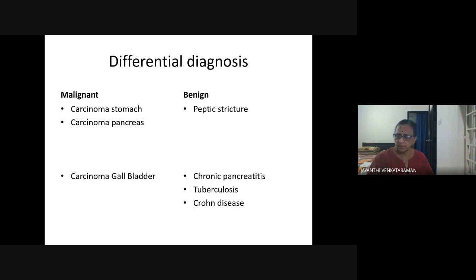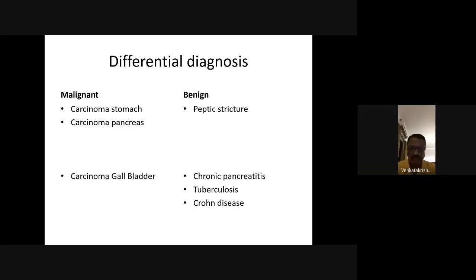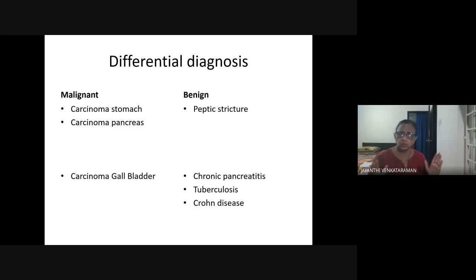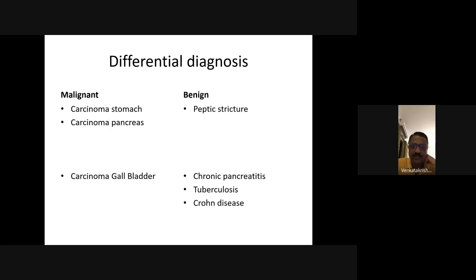In this particular patient, I will not consider chronic pancreatitis, tuberculosis, or Crohn's. The patient has had onset of anorexia and weight loss, and then an early history of gastric outlet obstruction. Keep that in order.